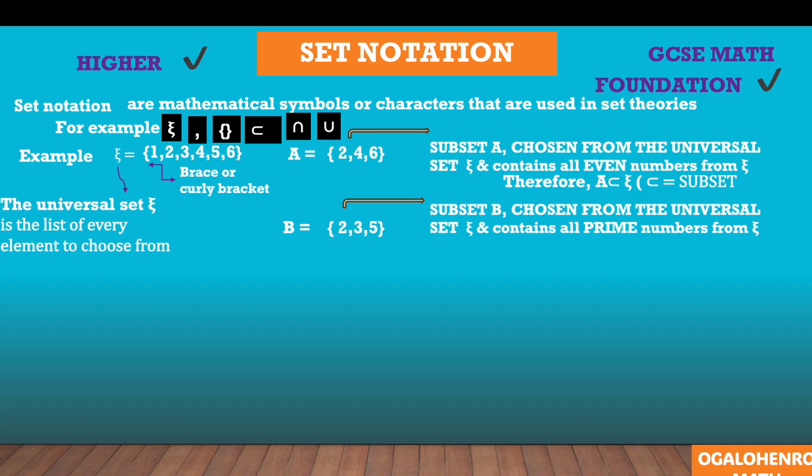Again, the symbol for subset is this symbol here. So we can say that B is a subset of the universal set. It means B's elements are gotten or chosen from the universal set. Okay, thank you. Now moving on.